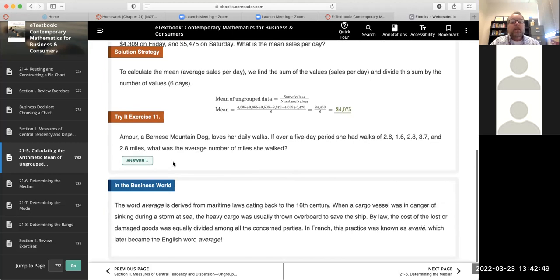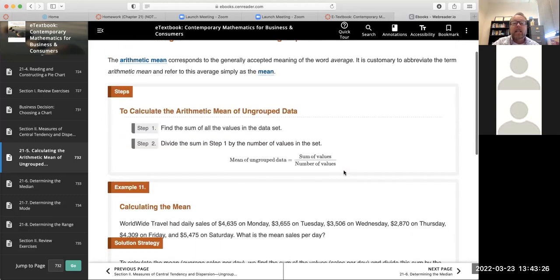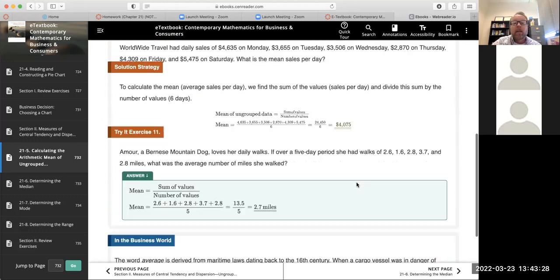So looking at exercise 11, it says Amur, a Bernese Mountain Dog, loves her daily walks. If over a 5-day period she had walks of 2.6, 1.6, 2.8, 3.7, and 2.8 miles, what was the average number of miles she walked? So we would just add 2.6, 1.6, 2.8, 3.7, and 2.8, and that would be the total. Then since it's 1, 2, 3, 4, 5 factors, we divide it by 5. That tells us the average is 2.7 miles per day that she walked over the course of that week. So that's all you're doing with the mean, finding the average of what those numbers represent.